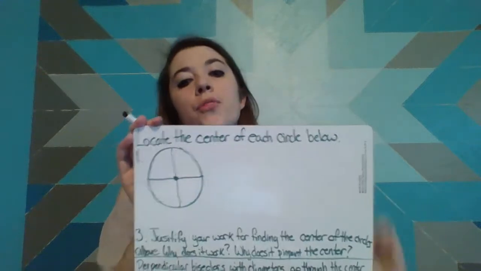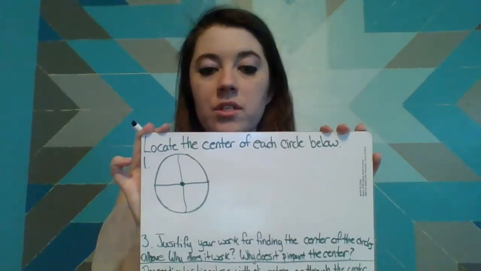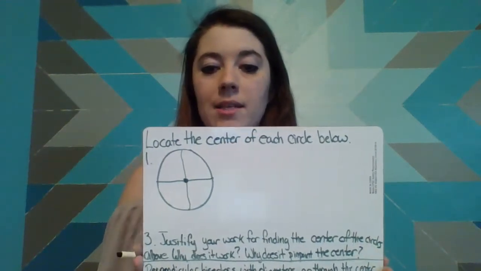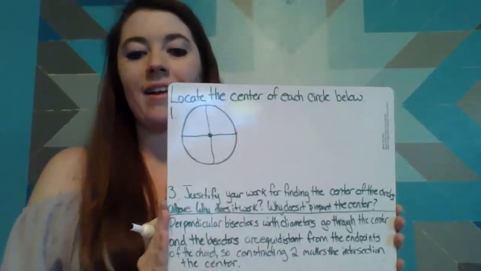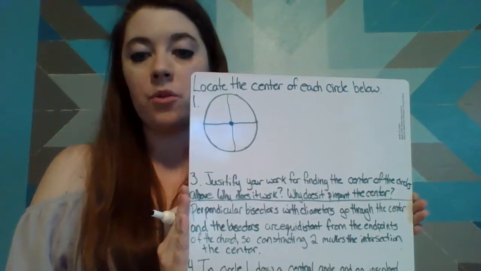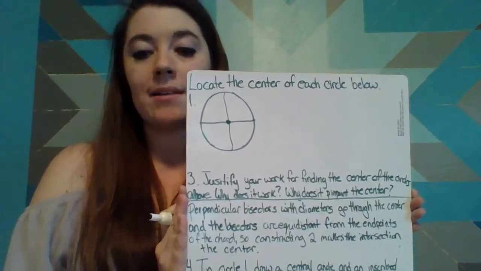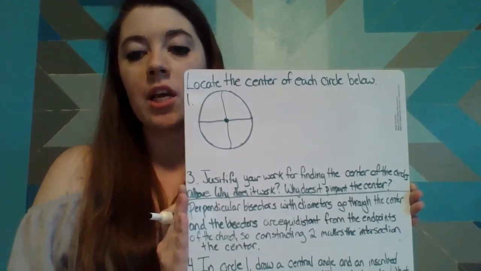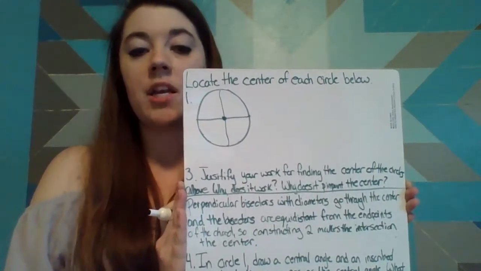So for number 3, justify your work for finding the center of the circles above. Why does it work? Why does it pinpoint the center? I have this all written out because there was a lot of writing, so I figured I'd save some time. Perpendicular bisectors using diameters go through the center, and the bisectors are equidistant from the endpoints of the chord. So constructing 2 makes the intersection the center.